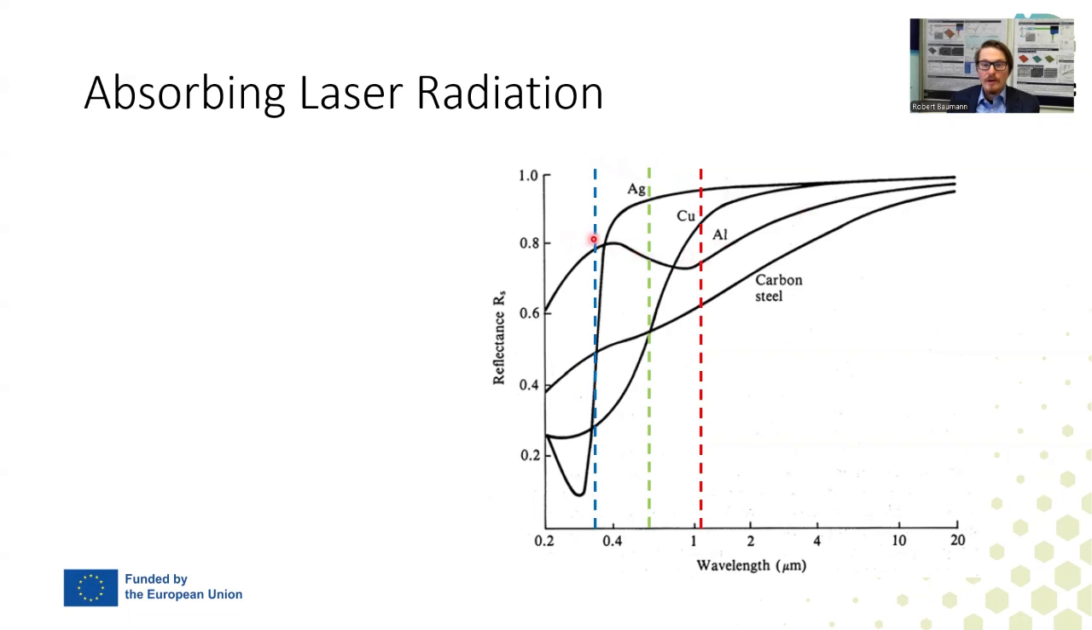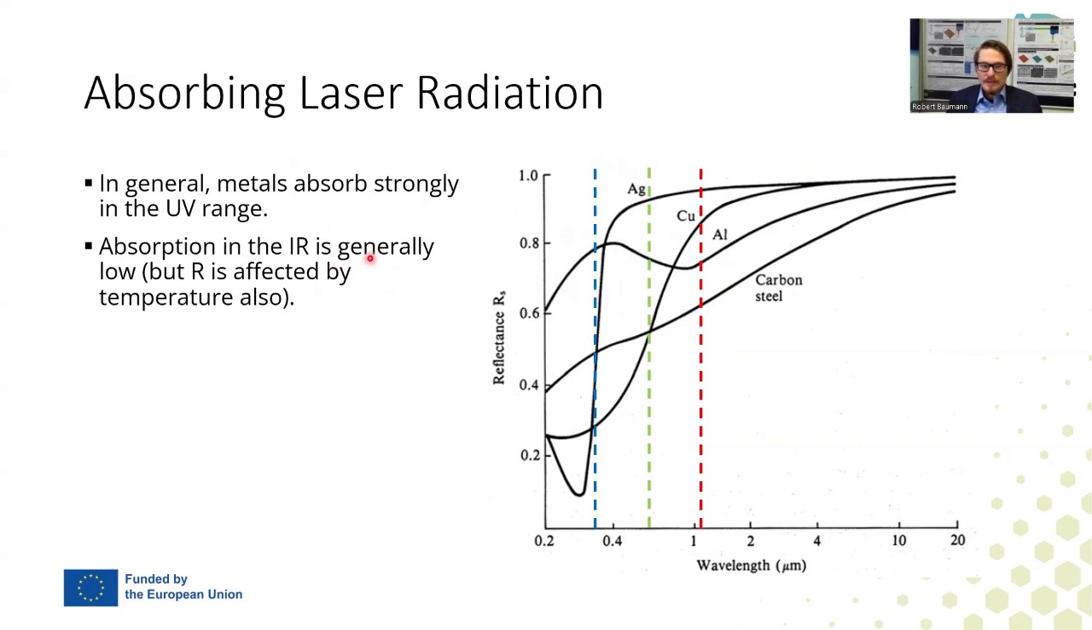And depending on the wavelength that you choose, the reflectance, or vice versa the absorbance, differs. As a general rule of thumb, most metals absorb strongly in the ultraviolet range of a laser system. The absorption in the infrared, so close to 1000 nanometers or 1 micrometer, is generally low. But we also have to consider that sometimes the reflection or absorption is driven by temperature, which means if the material is getting heated up, that will influence the absorption as well.